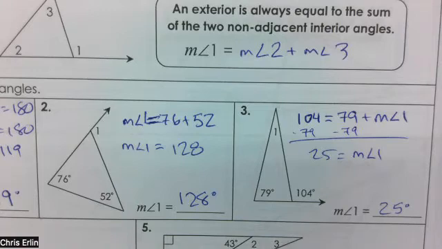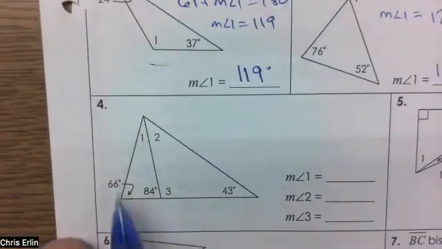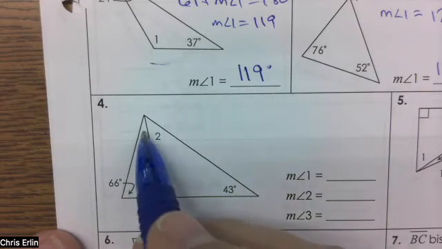Most of the problems you'll be working with today have an opportunity to use several different ways of coming at it. For example, look at number 4. Could you start with angle 1 first? Do you see a way that we could find the measure of angle 1? Yeah, you do 66 plus 84, and then whatever is.